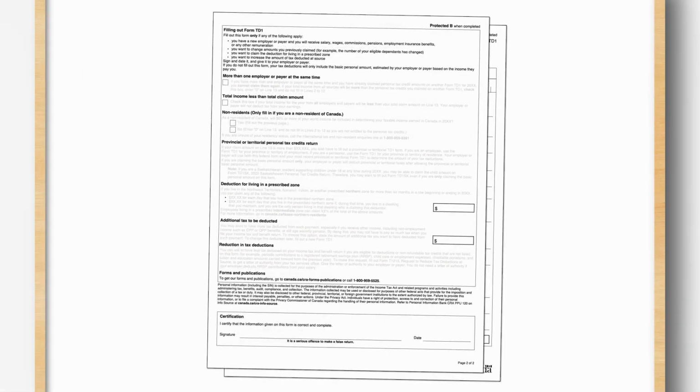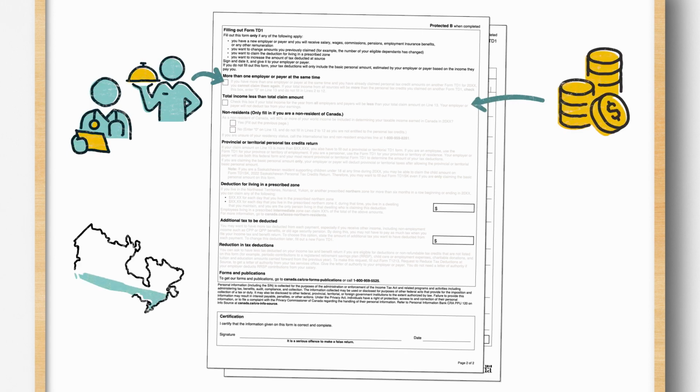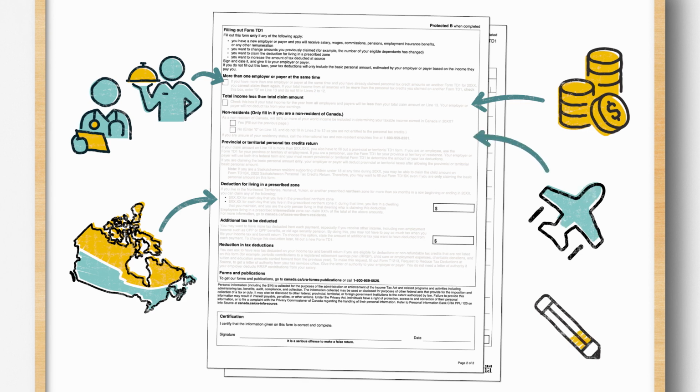The second page of the TD1 has some sections you may also need to fill out based on your personal situation. You may have multiple employers, earn a total income less than your total credits you enter in section 13, be a non-resident, or be filling out a new form to get more tax deducted from your paychecks. The form provides more details if you're unsure if any of these apply to you.